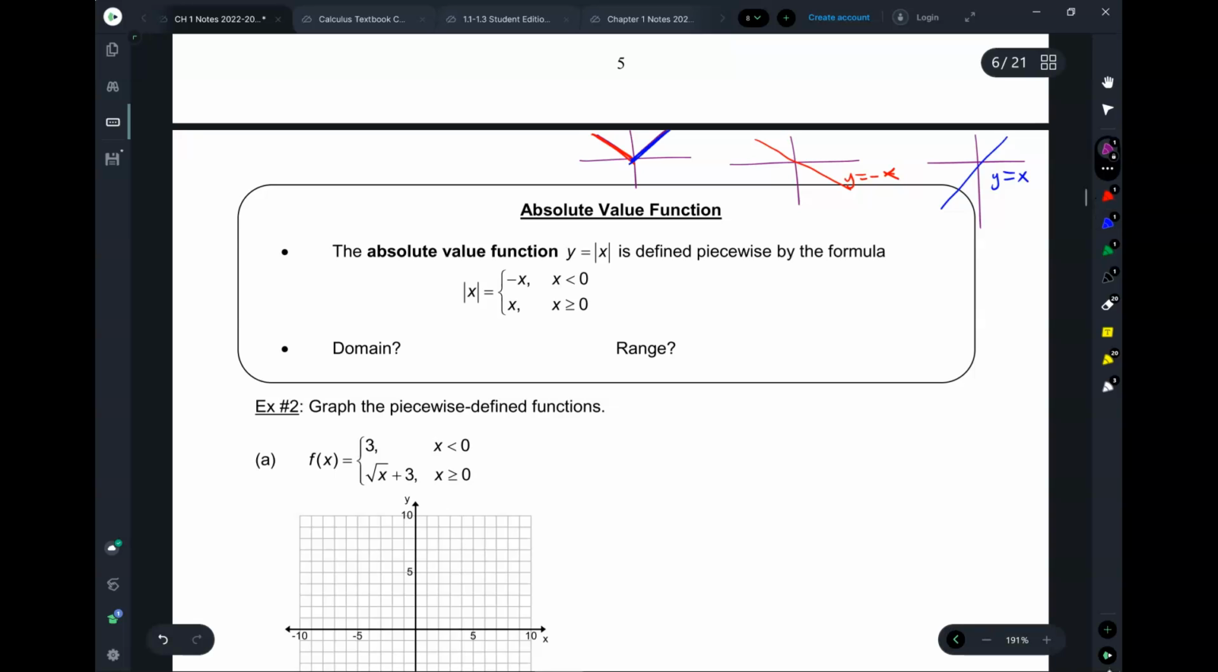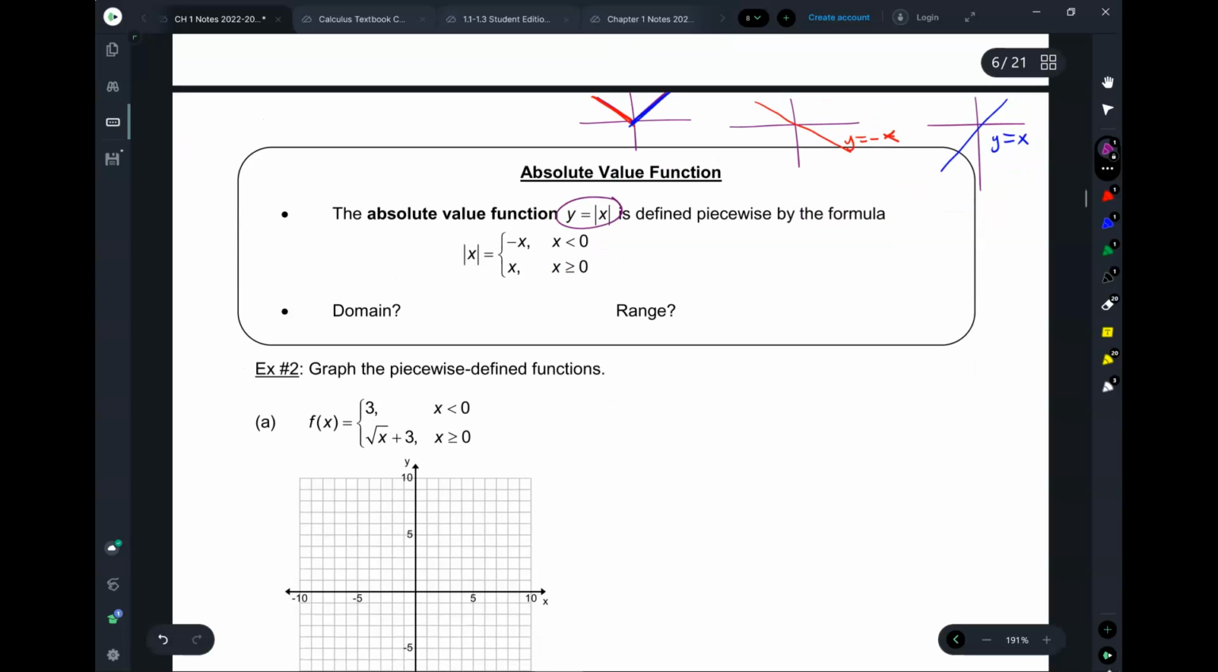So what's the domain of this, y equals root x? Based on that, what's the domain? Correct. And what's the range? 0 to infinity. This one, the absolute value. 0 to infinity. Closed. Okay.